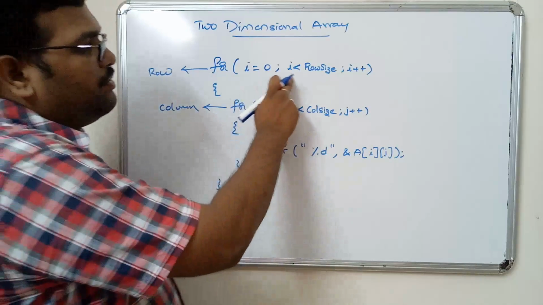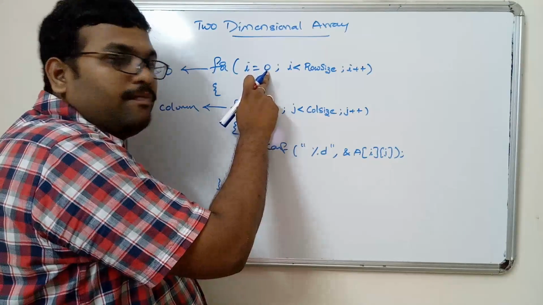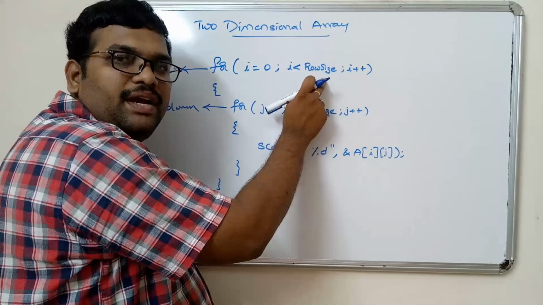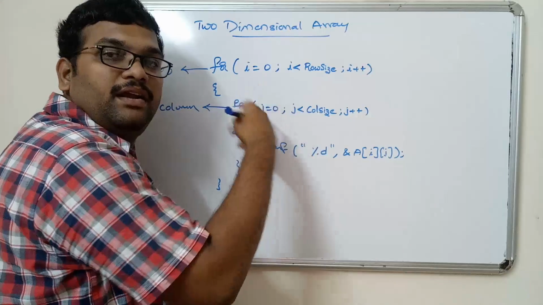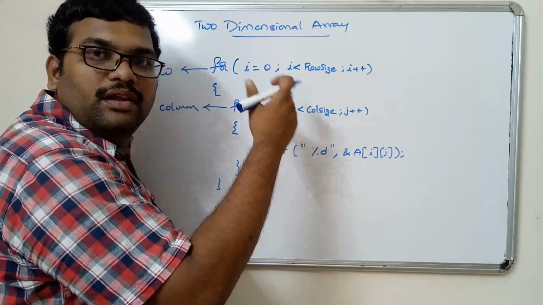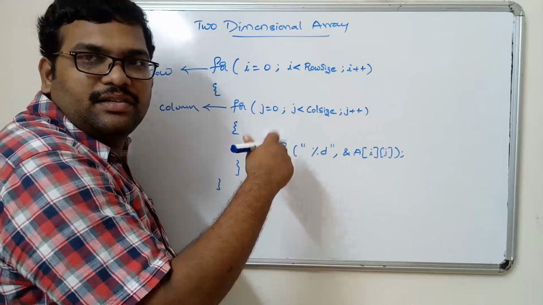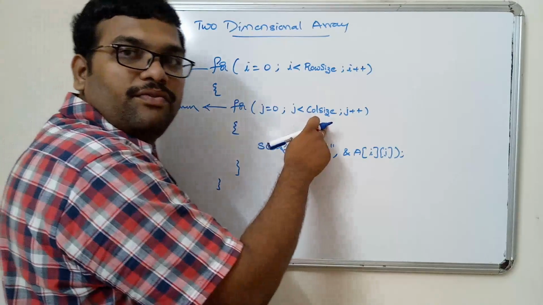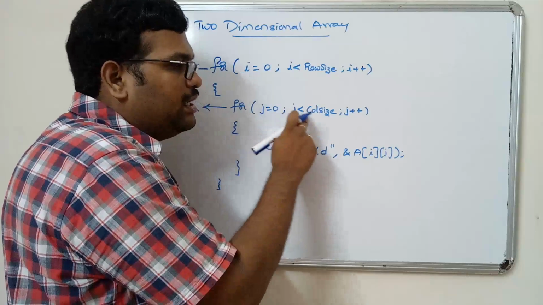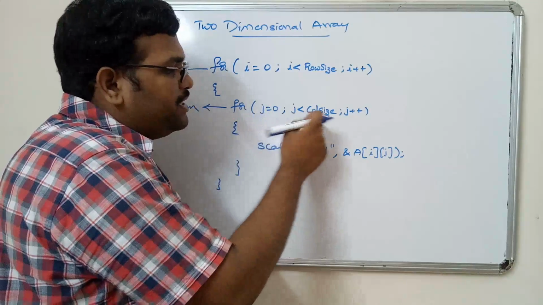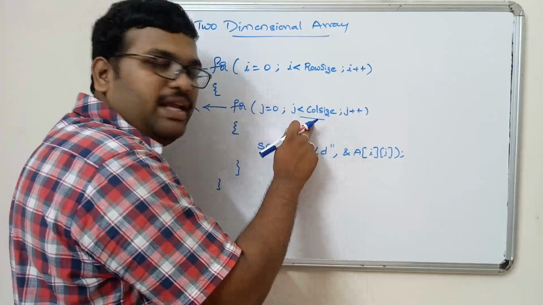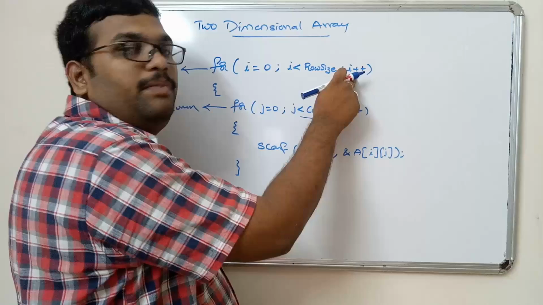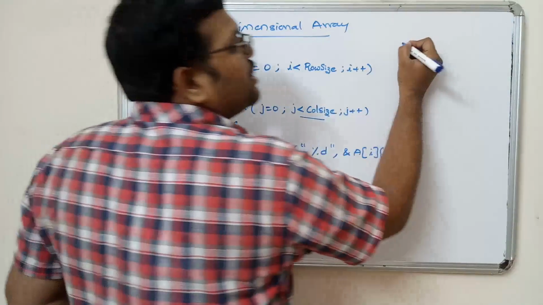So this means first i is equal to 0, i less than row size. Until this condition fails, the loop will be repeated. The control will repeatedly execute the same set of statements. Inside this for loop, again we write a for loop, j is equal to 0, j less than column size. Whenever this condition fails, the control goes out of this loop and i will be incremented.